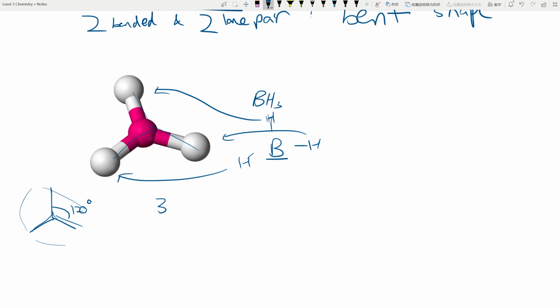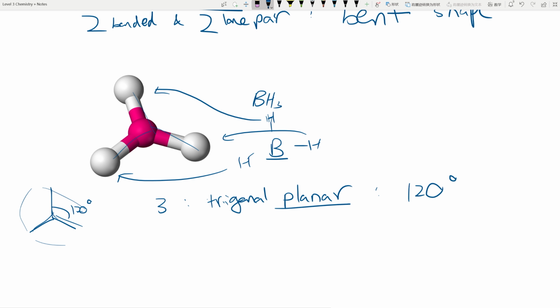So you have 3 regions of electron density. You have what we call trigonal planar. Trigonal again means 3. Planar means it's in one plane. So it's not going into the computer or coming out of the computer. It's all in the plane of your computer screen. Okay, so everything's connected. Therefore, this is a trigonal planar shape, trigonal planar arrangement, and 120 degrees.